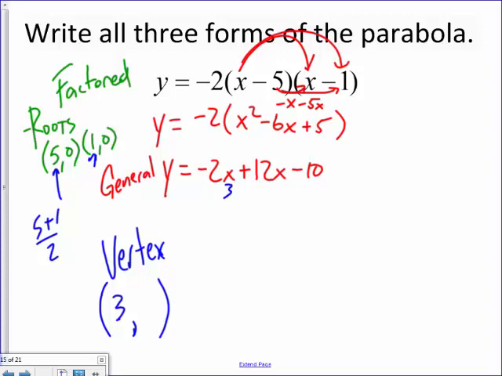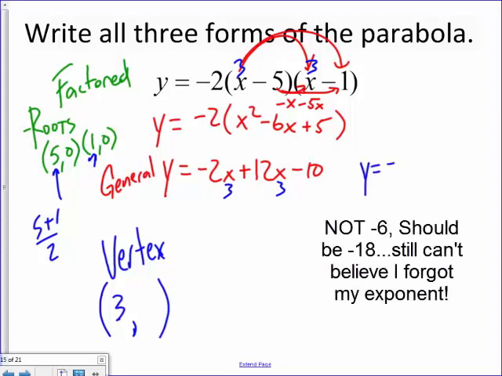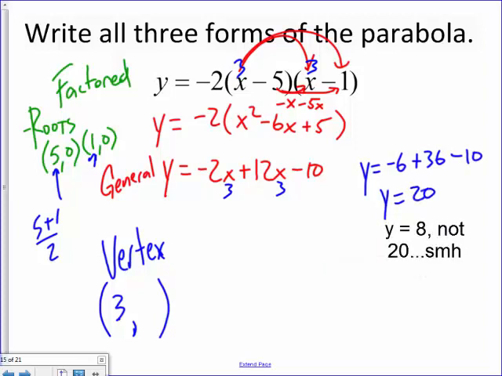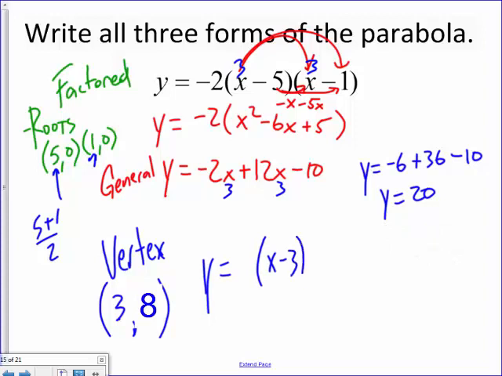You could use your general form and plug in the 3 here, or you could use your factored form and plug in the 3 up here. I like the factored form. Either one seems like it's going to take an equal amount of time. So if I do the general form, I'd get negative 6 plus 36 minus 10. So we'd have 30 minus 10, which is 20. So the vertex is at (3, 20). So when I write my vertex form, I know I've got x minus 3 squared plus 20.